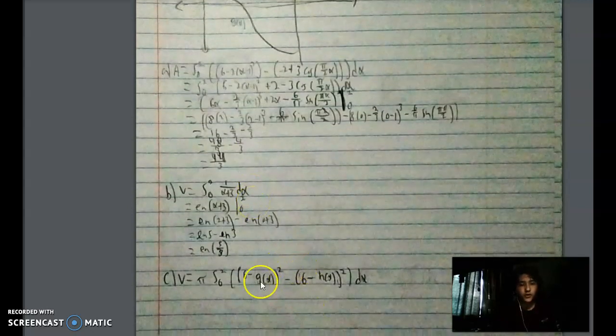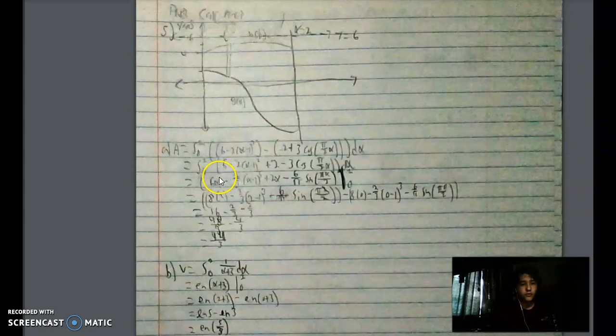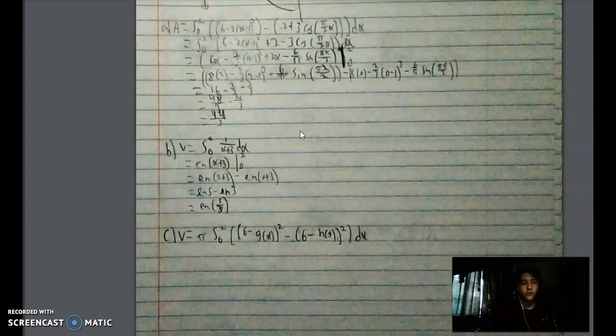But then r is supposed to be squared, so 6 minus g of x, squared, minus 6 minus h of x, squared, and then once again dx for width, integral from 0 to 2. I don't have to solve it, I just have to write it, so that is it.